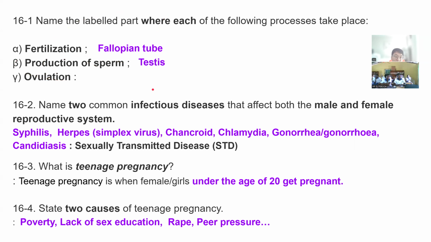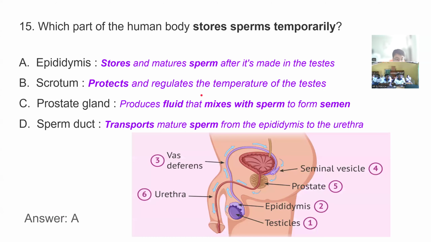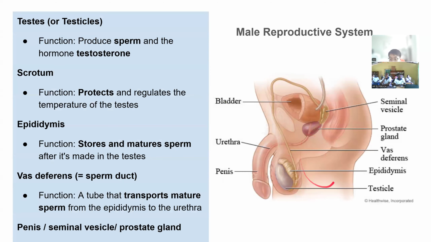Well, the production of sperm happens in the testes. You can see here. Production of sperm. The function of the testes is to produce sperm. So this over here.